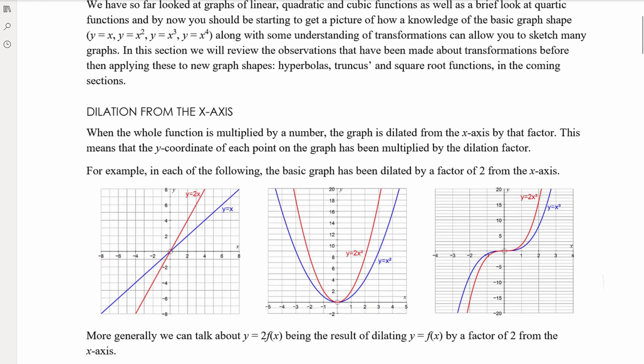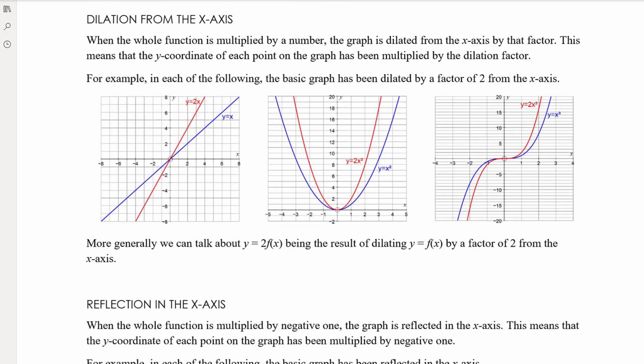Okay. Alright, so let's start with dilation from the x-axis, which we've looked at in relation to our quadratics and our cubics. We technically have also looked at this in relation to linear graphs because it's about changing the gradient when you dilate the graph. So when the whole function is multiplied by a number, so when we have y equals x and then we multiply that by 2, so y equals 2 times x. We have y equals x squared, we multiply that by 2, and so we get y equals 2 times x squared. We have y equals x cubed, we multiply that by 2, and so we get y equals 2 times x cubed. Okay. All three of these things, the same thing is happening to the graph.